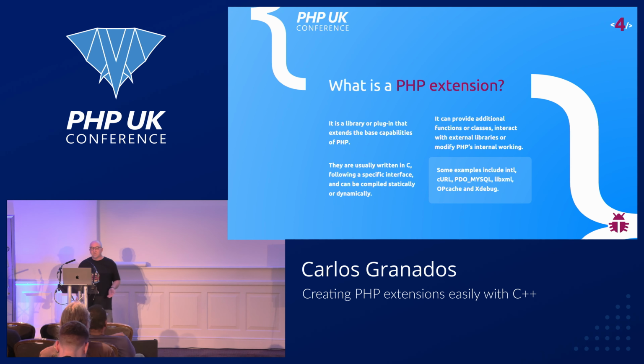Some examples of PHP extensions include the international extension, which provides international capabilities like locales and things like that. Curl, that provides the ability to load URLs. PDO MySQL, that lets you connect to MySQL databases. libxml, that lets you work with XML. Opcache is one of the most interesting PHP extensions because it actually improves a lot the performance of PHP. So that's one of the extensions that is actually interacting with PHP internals. Or Xdebug, which is a debugger that lets you debug your code.